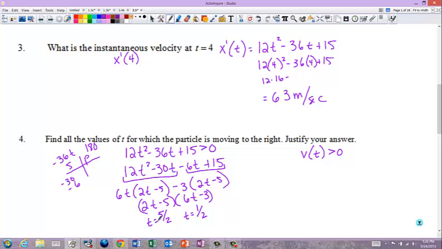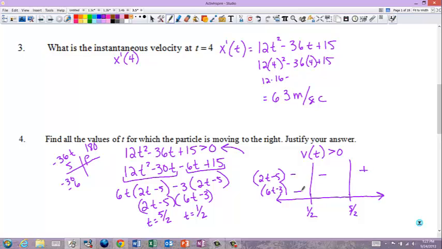Oh well. So guess what we're going to do here to figure out where it's greater than 0? It's our good friend, the sine graph. 5 halves. Hopefully you remember how to do a sine graph. 6t minus 3. So remember, it changes at 5 halves, changes at 1/2, so that's positive, negative, positive. So where is it positive? Well, it's positive here and here.